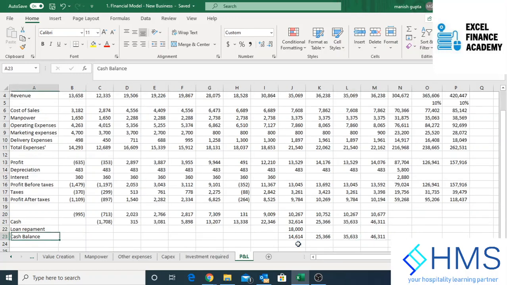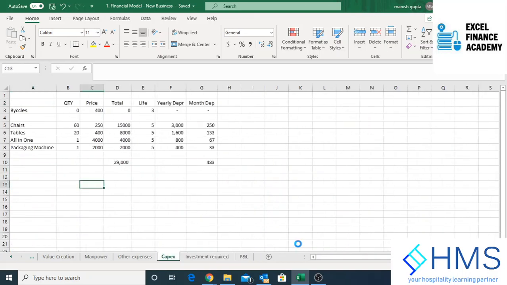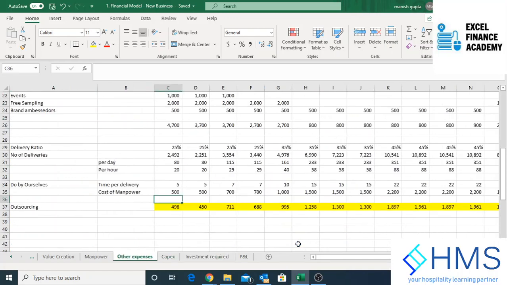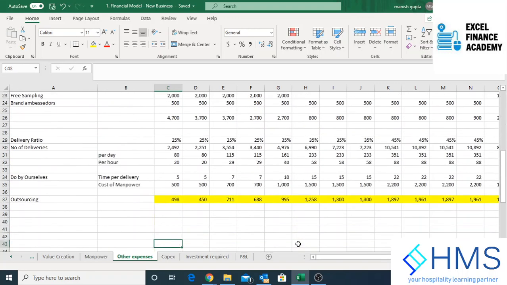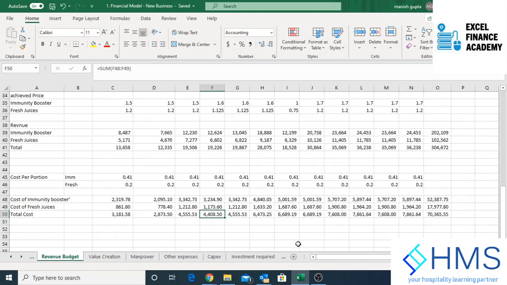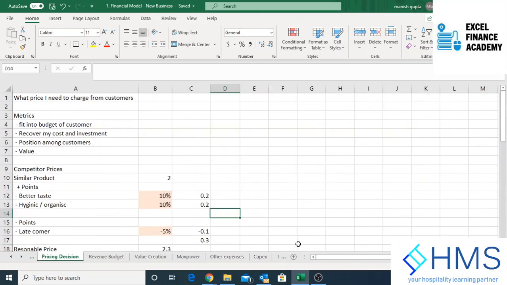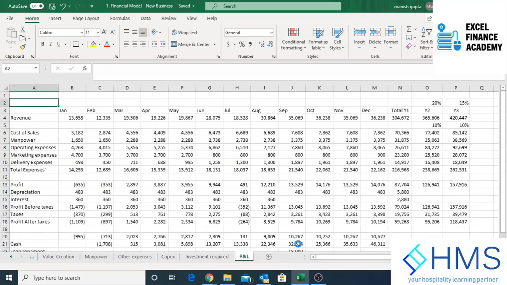The main idea was to give you an idea of how you can complete your business model. Now you have understood how to make an estimate of capex, and of your delivery expense and other expenses, and how to compare the two options, doing it by ourselves or outsourcing it. You understand how to estimate the manpower requirement, revenue, budgeting, segmentation, and making pricing decisions. That's pretty much most of it.